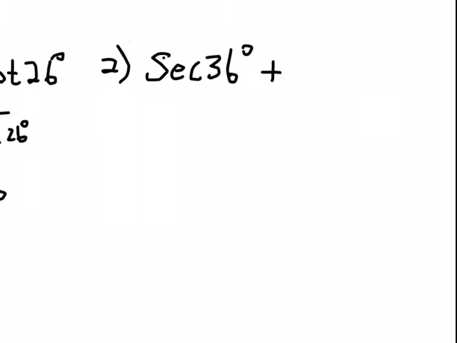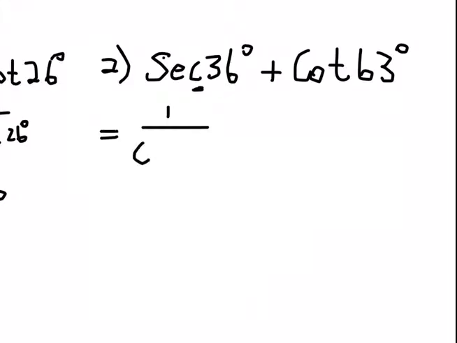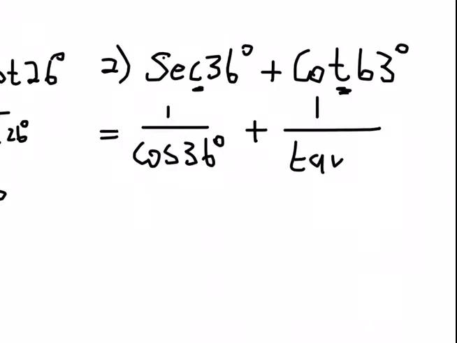Another example, let's say you have sec 36 degrees, which is being added to cot 63 degrees. So again, sec is the reciprocal of cos. So that means it is the same as 1 over cos 36 degrees, that you add to cot, which is the reciprocal of tan. So that means this is the same as 1 over tan 63 degrees. Then what I'm thinking is that you can now just punch it on your calculator.